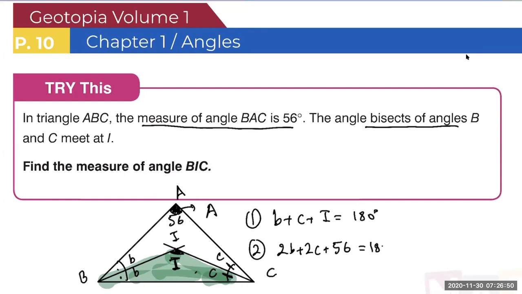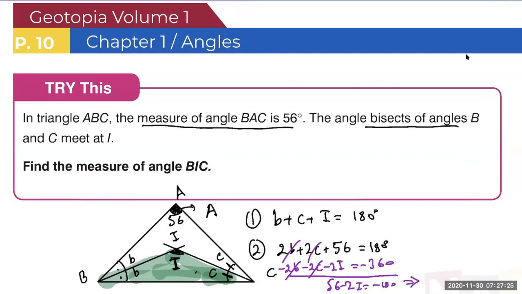Also 180 degree. Then how do we handle these two equations? Well, you could do one of two ways. Do you want to just multiply the first by 2 and then cancel out? Yes, let's multiply by -2. -2b minus 2c minus 2i is -360. Then you add them together. Well, the b's and the c's cancel out. It's 56 minus 2i is equal to -180.